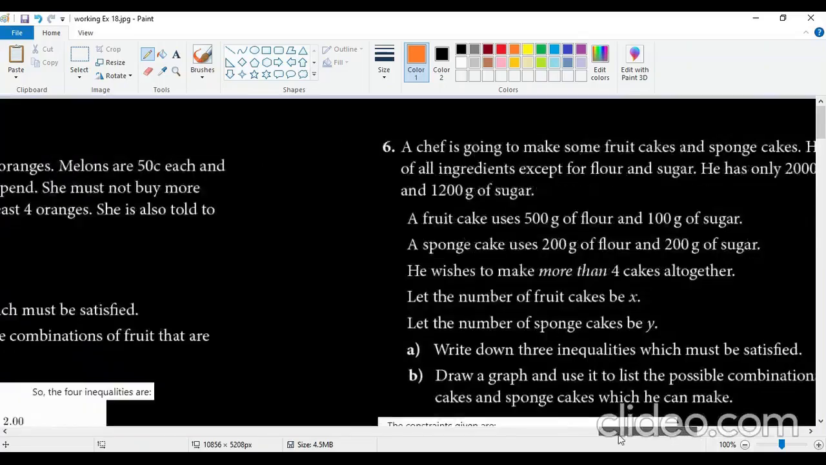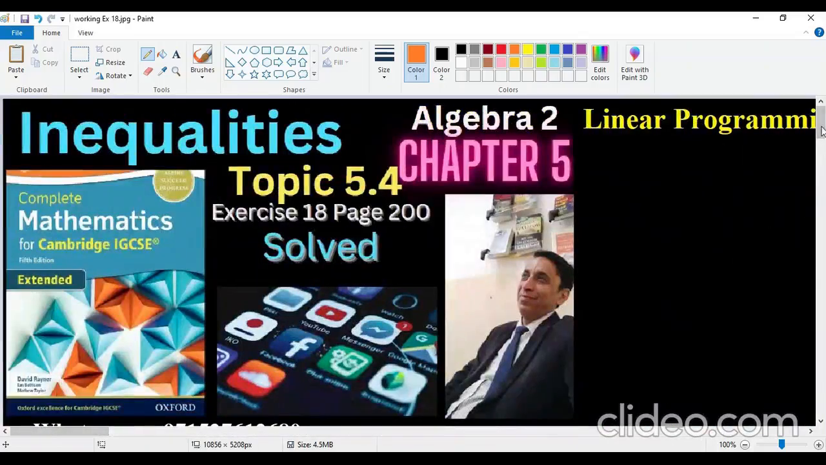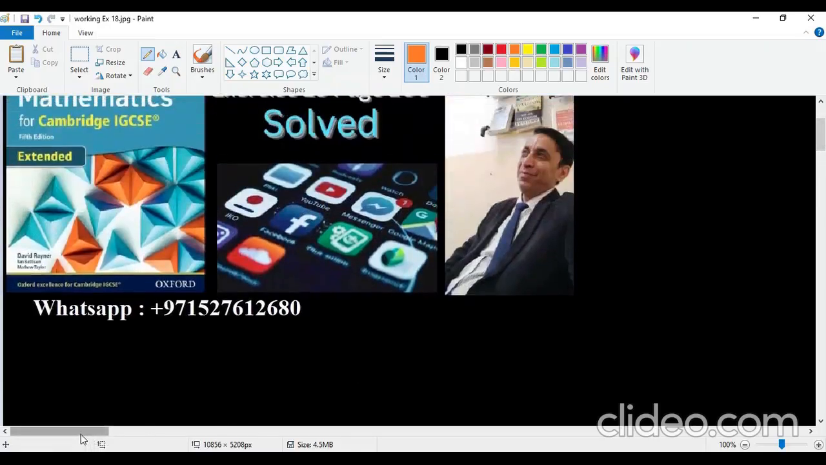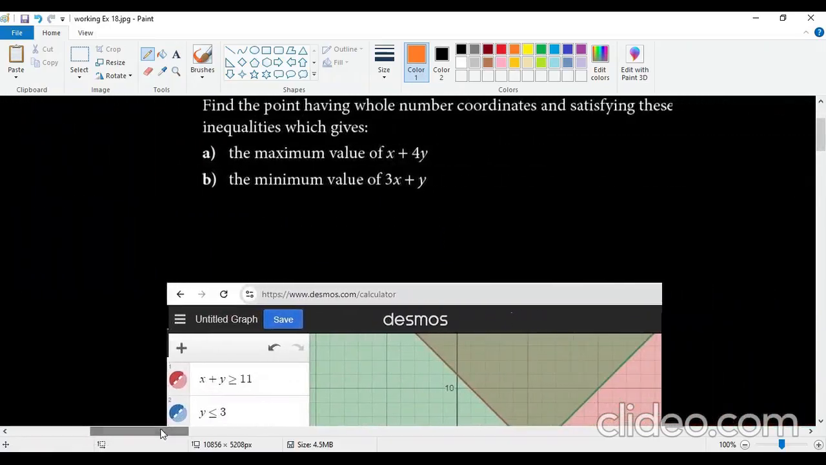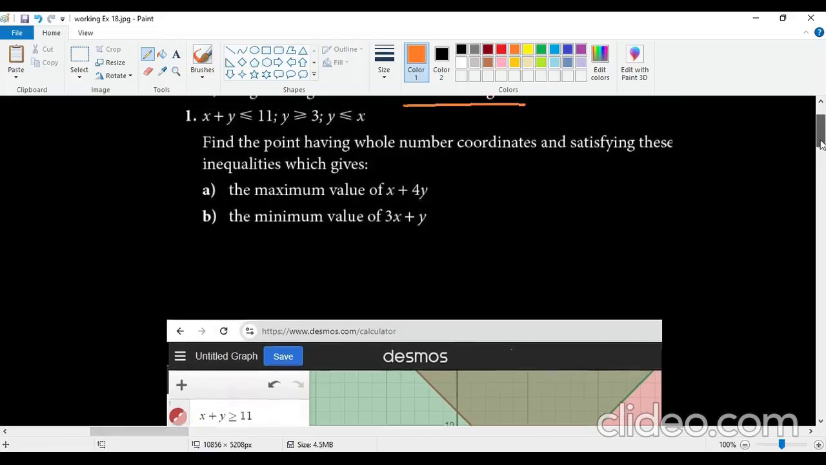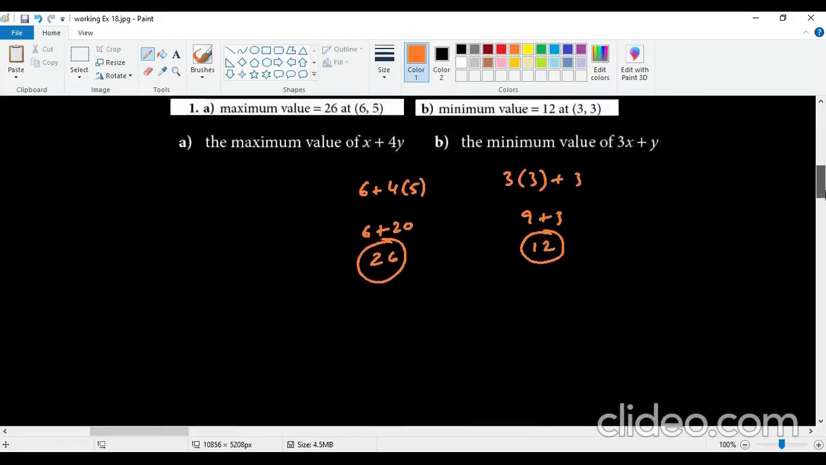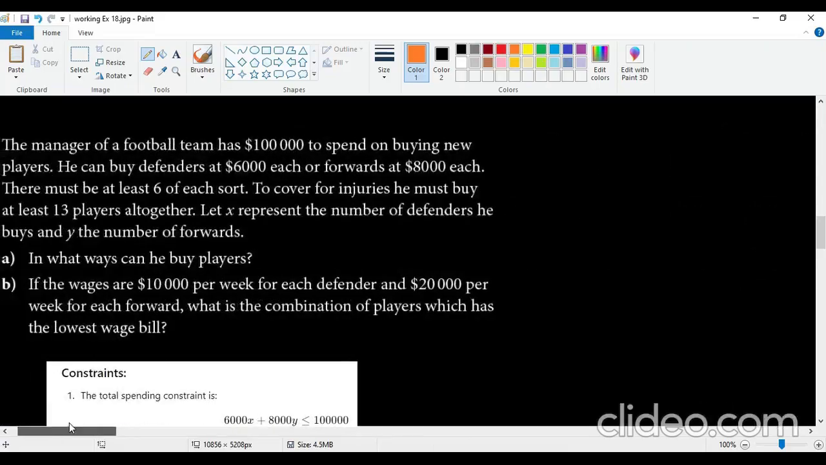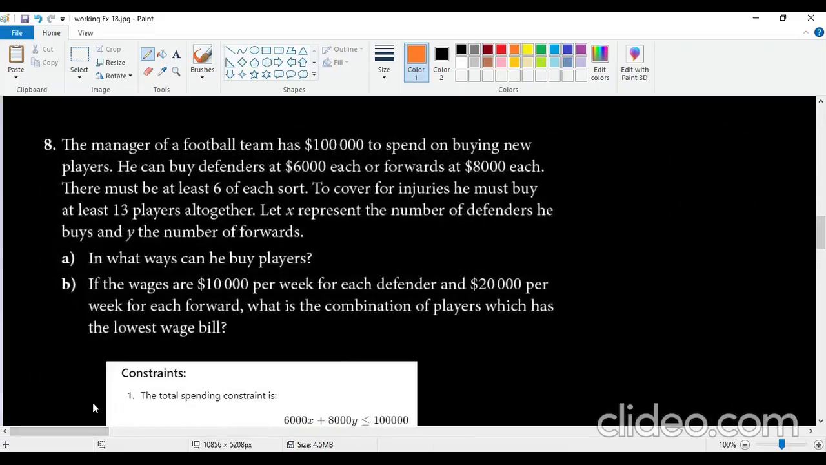Okay, next comes question number 8, which is over here. In question number 8, we are going to be working with a situation where... okay, question number 8 is here. It says the manager of the football team has 100,000 to spend on buying new players.